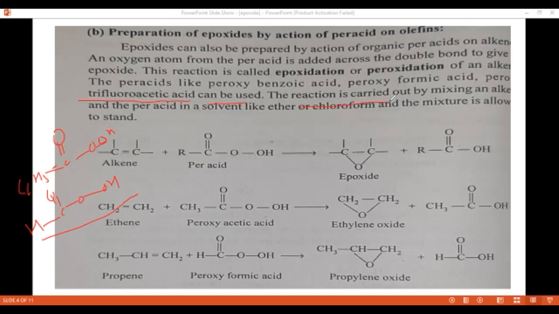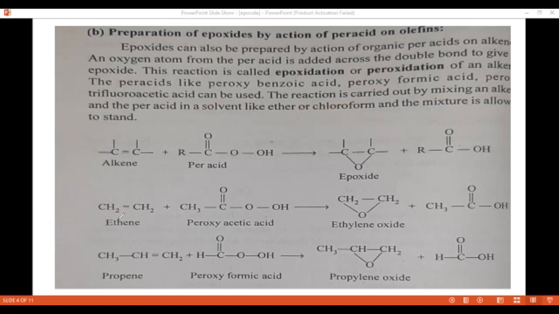The reaction is carried out by mixing an alkene and the peracid in a solvent like ether or chloroform. The reaction between the alkene and the peracid takes place in this solvent medium, and the mixture is allowed to stand.